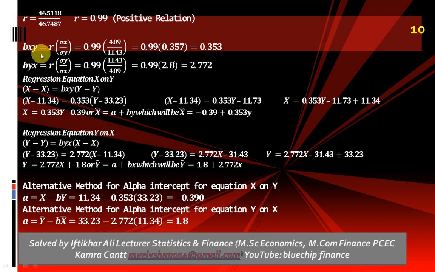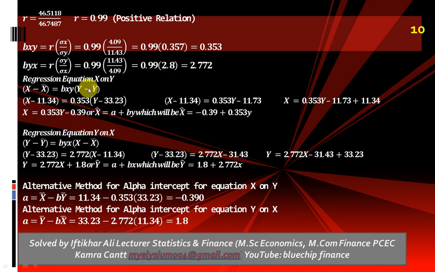After that we are going to calculate two regression coefficients. In this video I use the formula for regression coefficient x on y equals correlation coefficient multiplied by standard deviation of x divided by standard deviation of y, and for regression coefficient y on x the formula is correlation coefficient multiplied by standard deviation of y divided by standard deviation of x. After putting the values into these formulas, regression coefficient x on y is 0.353 and regression coefficient y on x is 2.772.